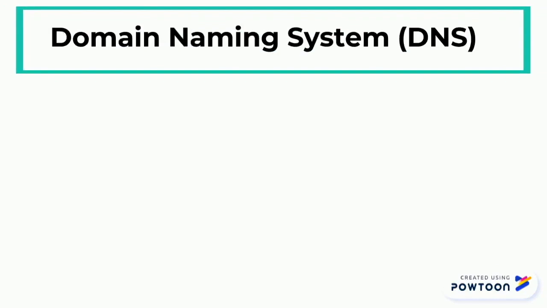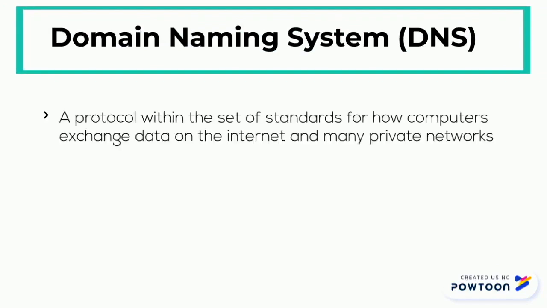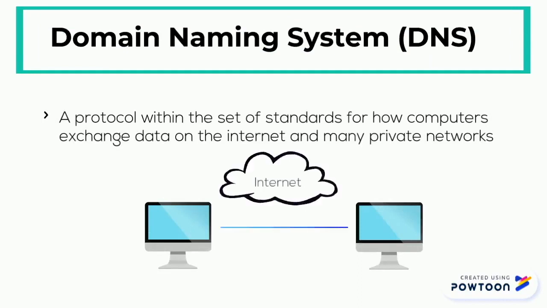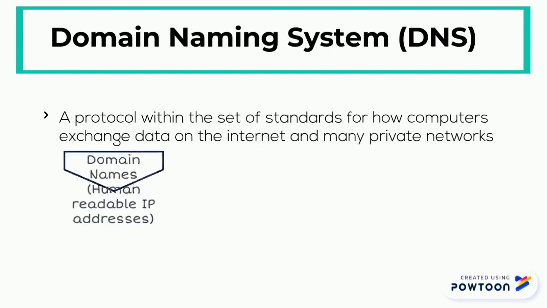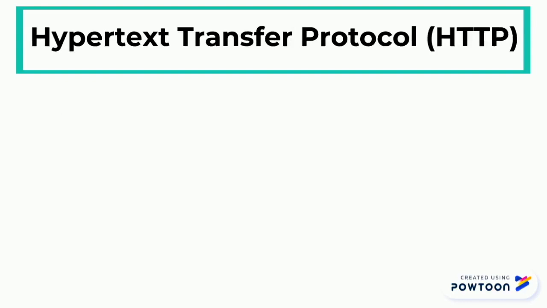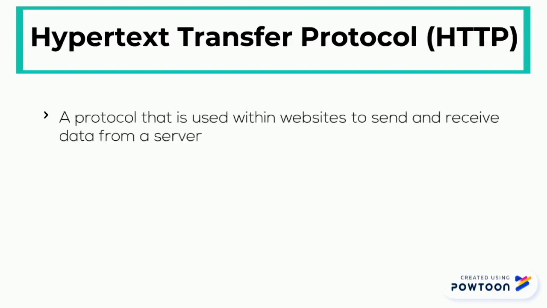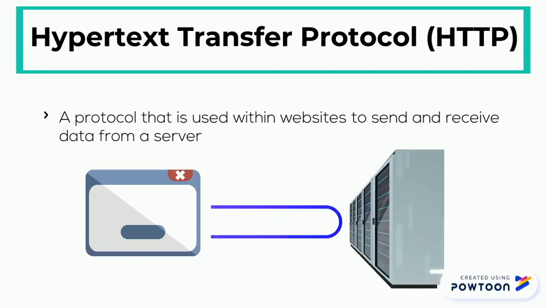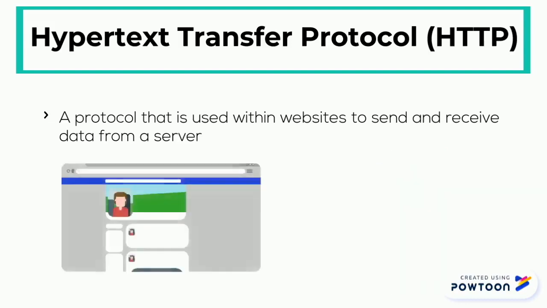Domain Naming System is a protocol within the set of standards for how computers exchange data on the internet and many private networks. It helps convert easy-to-understand domain names into an IP address. Hypertext Transfer Protocol is a protocol that is used within websites to send and receive data from a server. For example, when you complete a form on a web page and it sends an order to one of the servers after you click Buy Now.